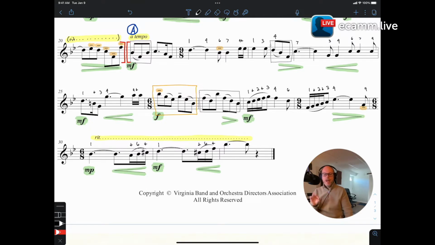If we put those together, let's look at the last four measures. We're looking at measures 28, 29, 30, and 31. Let's count those together. Ready, go. 1 and 2 and 3, 4, 6, 1 and 2 and 3, 4, 9, 1, and 6 and 1, and 6 and 1, and that's it.